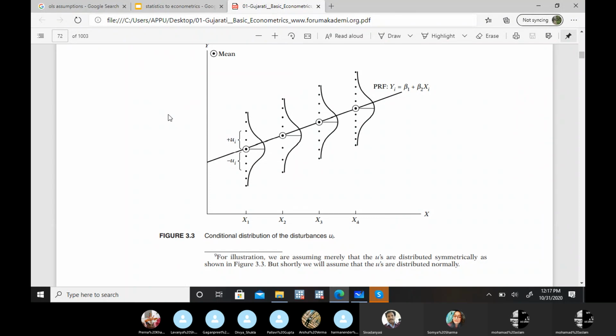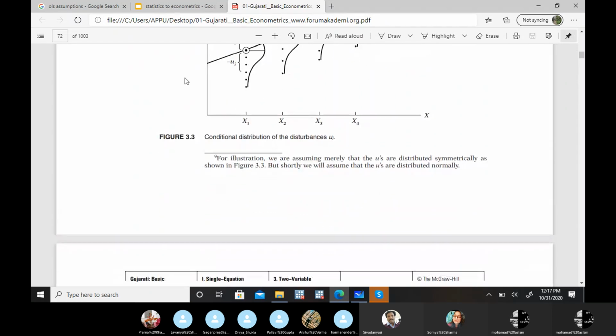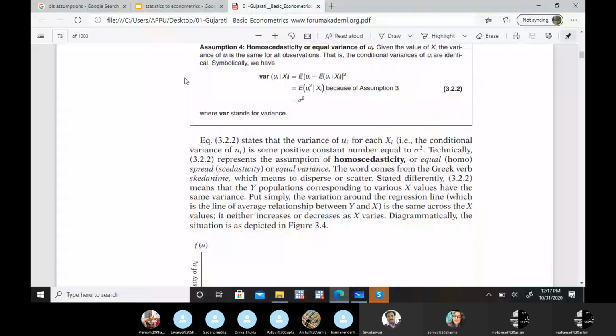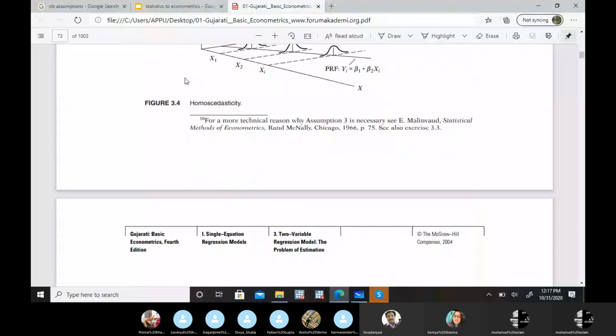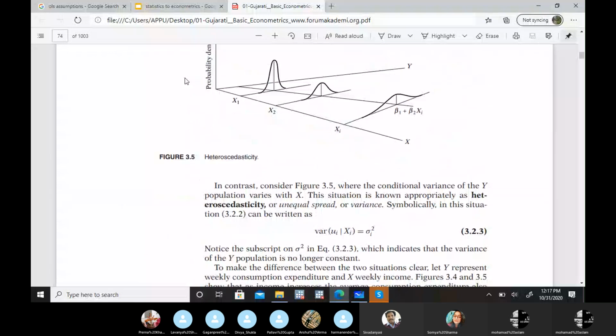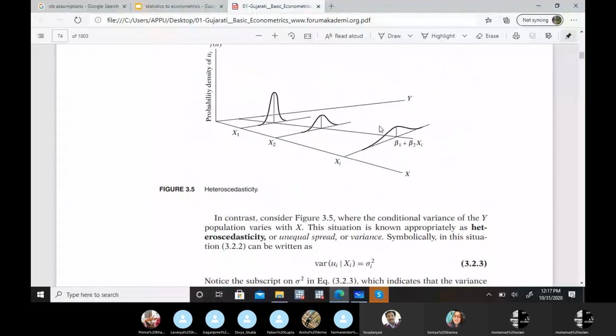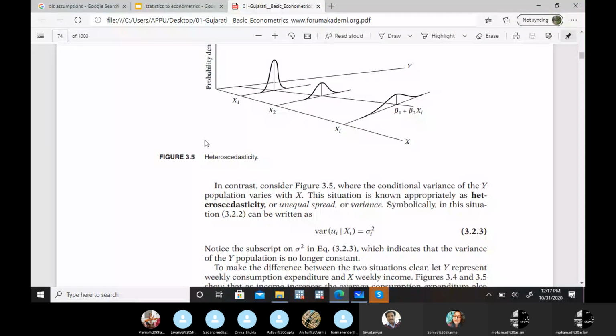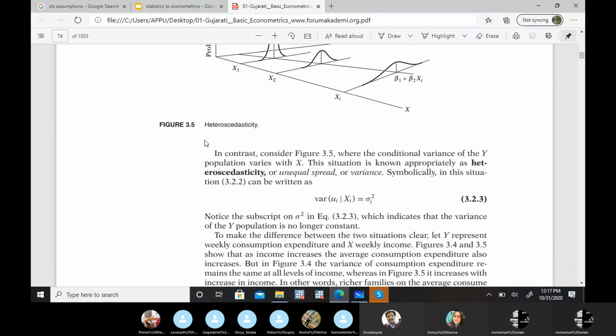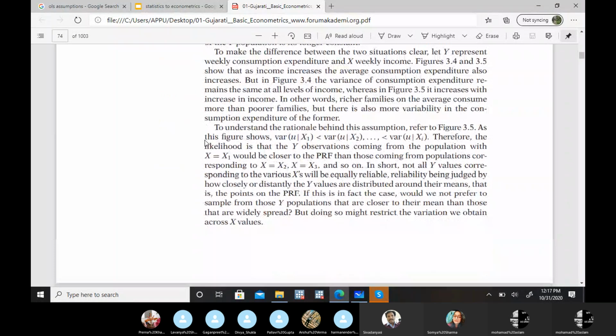I hope it is clear what this assumption is. Although we will study it in detail, I have two separate classes on this particular problem. This is an example they have given, that it's not equal, it's changing. Then why it changes, what the causes are, and what the consequences are, we will study in detail in the next week or the third week, the second week of November. We will study these in detail.